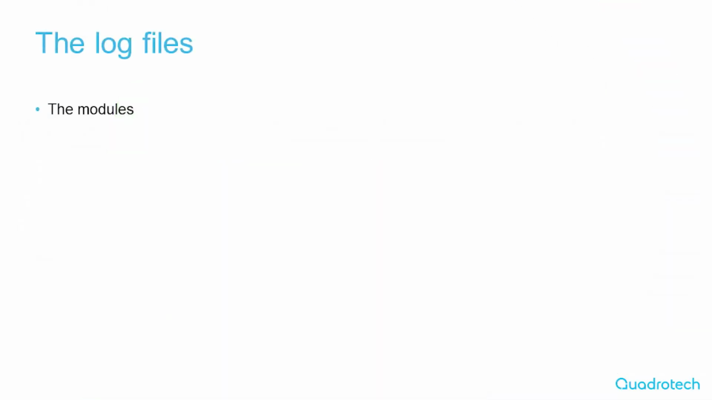Log files are generated by the modules. On each machine that has modules installed, log files will be generated. They're managed by the admin module, which is always installed. It's in charge of making sure that they roll over when they reach a certain size, and that old log files are archived and eventually deleted.